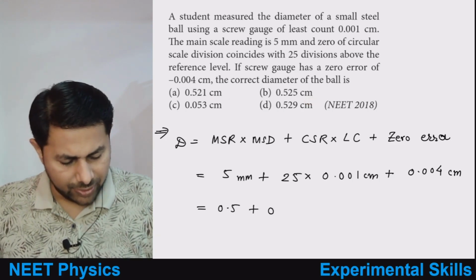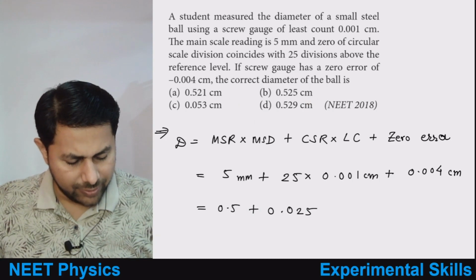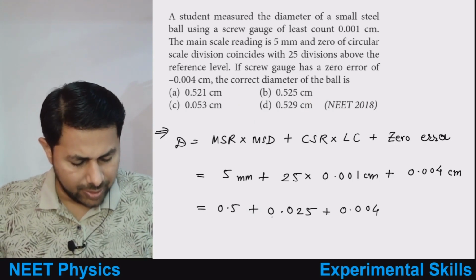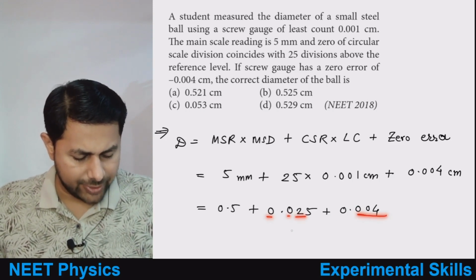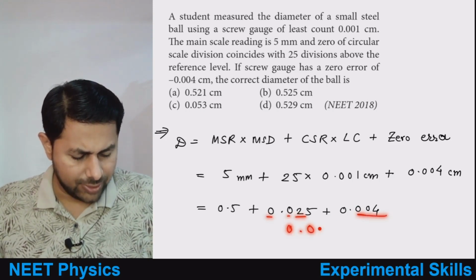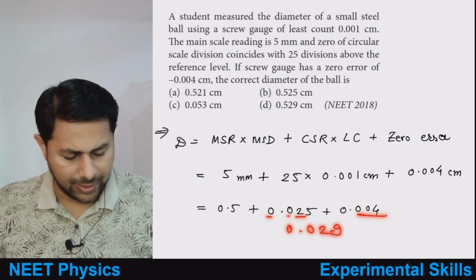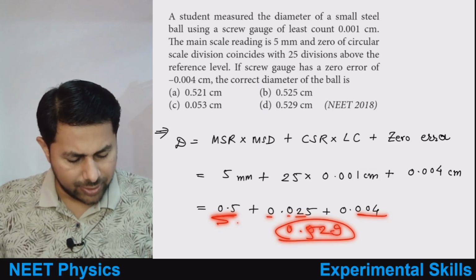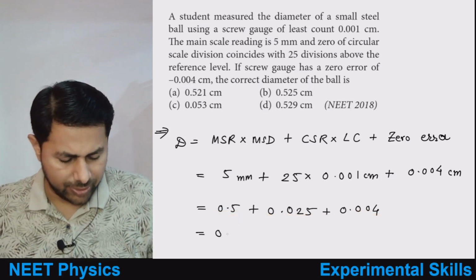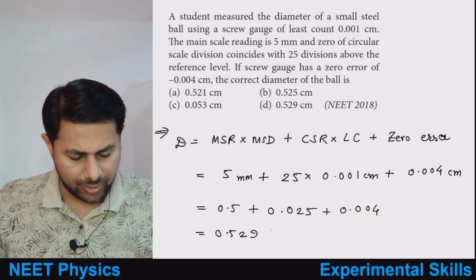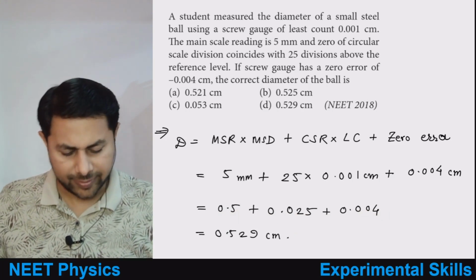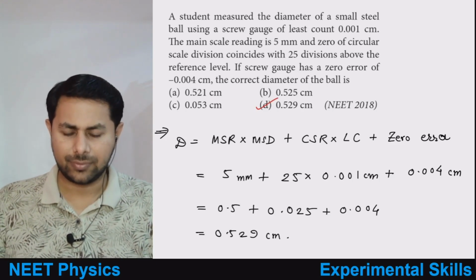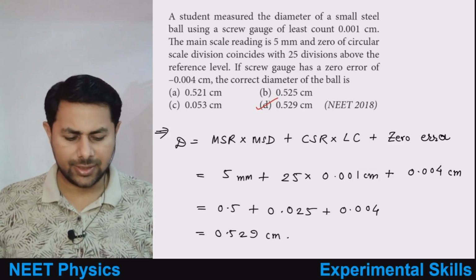0.5 plus 0.025 plus 0.004, add it up. 0.025 plus 0.004 will give you 0.029, right? And add it to this one, so it will give you 0.529 centimeters. That's the answer, 0.529. It's option D, right? This is clear.